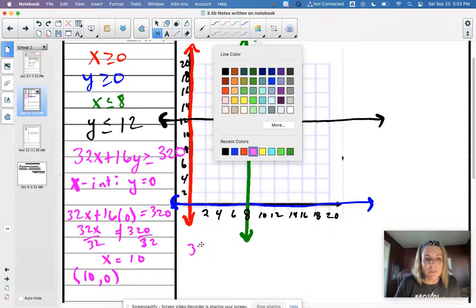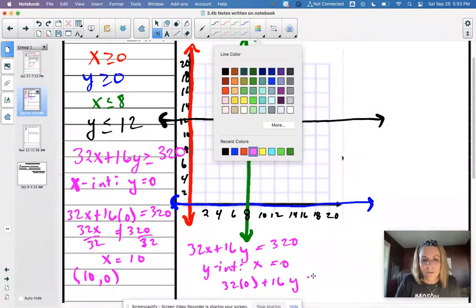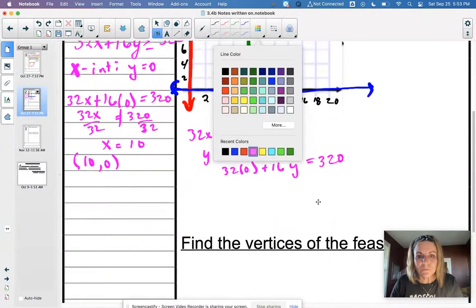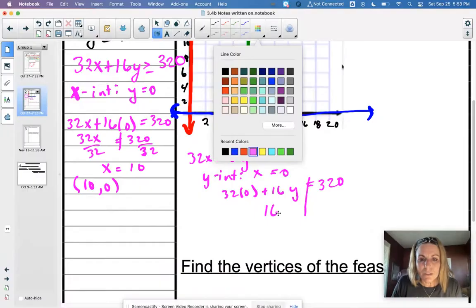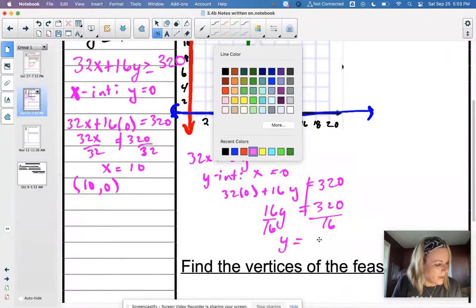Now with the same line, I'm going to find the y-intercept. So I have to set x equal to 0. So 32 times 0, plus 16y, and that's just 16y equals 320. Divide by 16. We get y is equal to 20. Okay, it's 20. So it's 0, 20 is my next point.